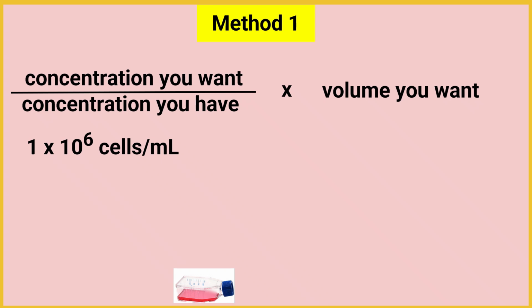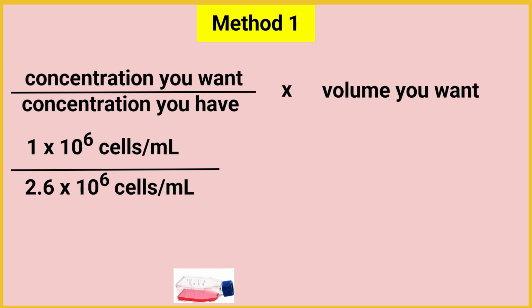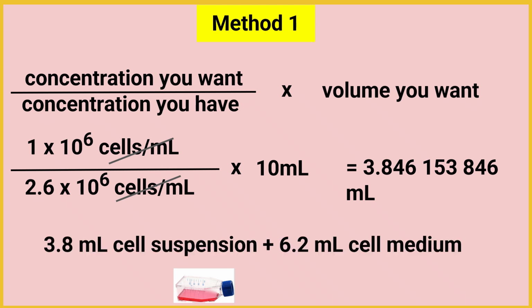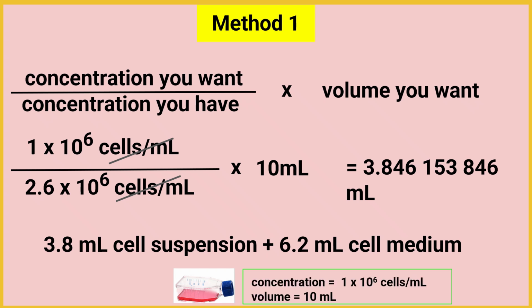In this example, you want a concentration of 1 times 10 to the 6 cells per milliliter out of the concentration you have, which is 2.6 times 10 to the 6 cells per milliliter. And you want a total cell suspension of 10 milliliters. Therefore, you need approximately 3.8 milliliters of your cell suspension added to 6.2 milliliters of medium to get your cell culture at a concentration of 1 times 10 to the 6 cells per milliliter in a 10 milliliter volume.